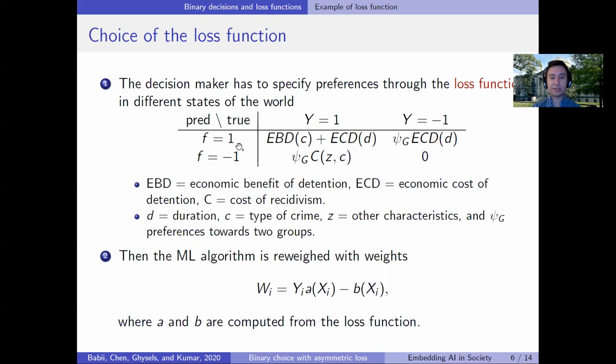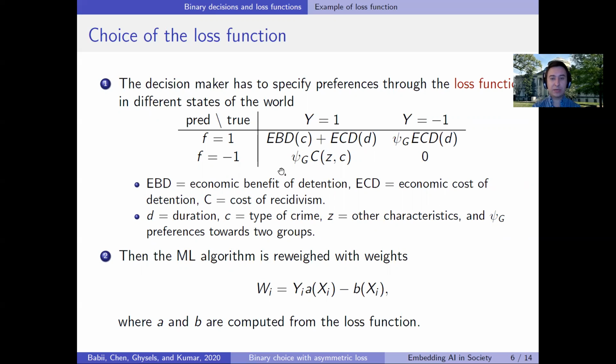So for example, if you predict that someone would become a recidivist and this actually happens, then we have some economic benefits of detention, and we also have to pay for keeping this individual in jail. And on the other hand, if we predict that someone would not become a recidivist, but the individual becomes a recidivist and commits a crime, then we have some economic costs of recidivism. So the decision maker has to think carefully about all these economic costs and benefits, all these trade-offs, and also asymmetries along different dimensions, like race, gender, and so on.